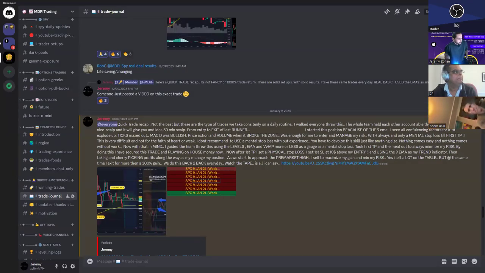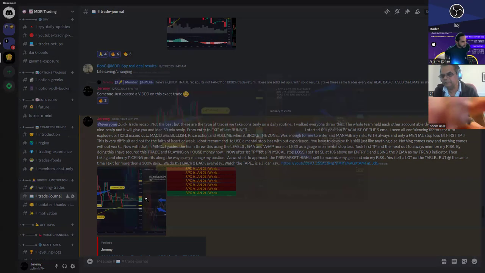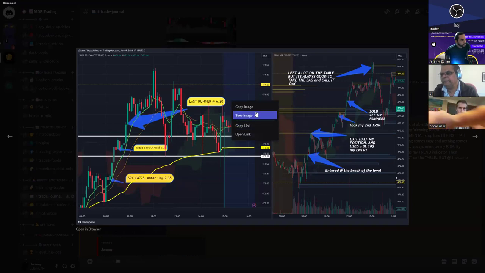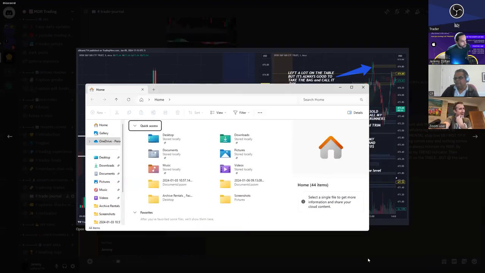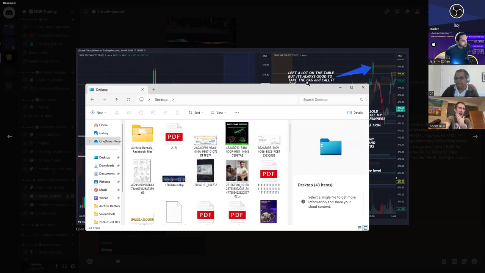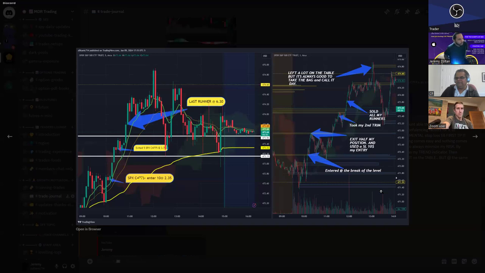Give me 1 second. I don't know why this one does not want to open. Looks like Discord is having issues. Yeah, it's not me, it's Discord. Okay, let me see if I can do this real quick. Man, Discord wants to have issues when we want to do something. Okay, we can just do it like this. Let me pull up a chart. Okay, I got the chart here.